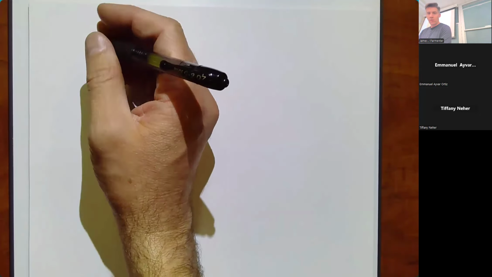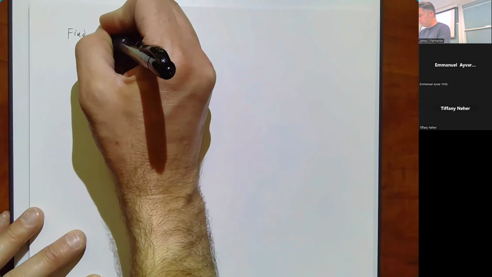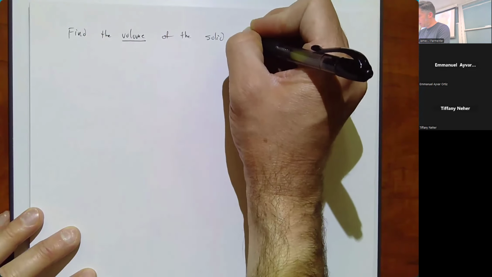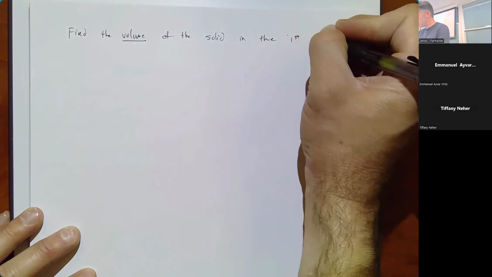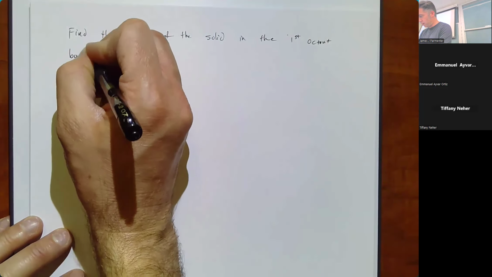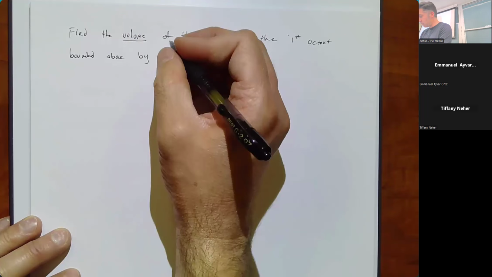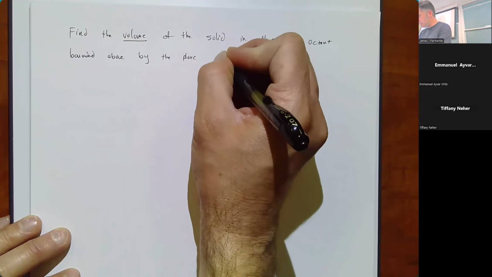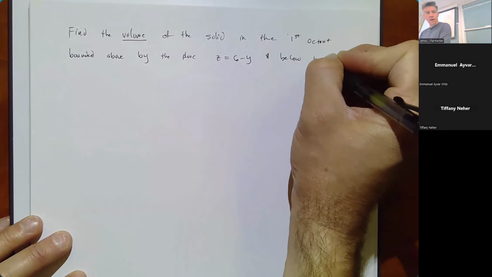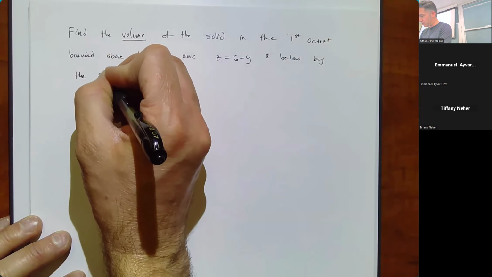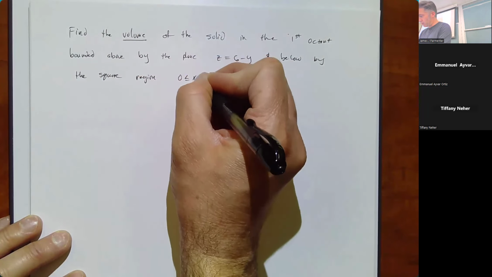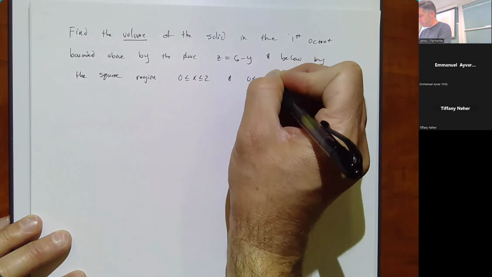Okay, so here's what we want to do. We want to find the volume of the solid in the first octant, talk about that in a second, bounded above by the plane z equal to 6 minus y, and below by the square region where x is between 0 and 2, and y is also between 0 and 2.